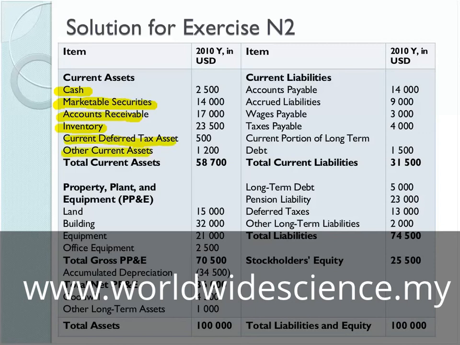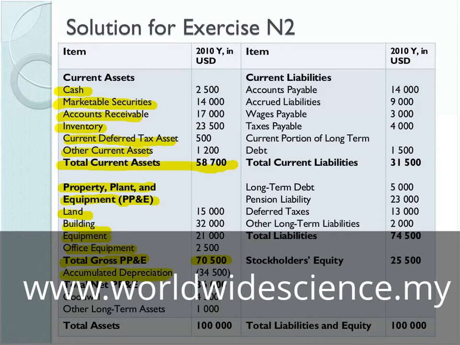So here is total assets. Total current assets gives us 58,700, right? Then we show our property, plant, and equipment, which are the fixed assets, right? The fixed assets have a usage life of more than 1 year. Do you remember the long-term assets, where first comes land, then buildings, equipment, office equipment, and the total gross of our assets will be 70,500, right? Then after that we must show our accumulated depreciation.